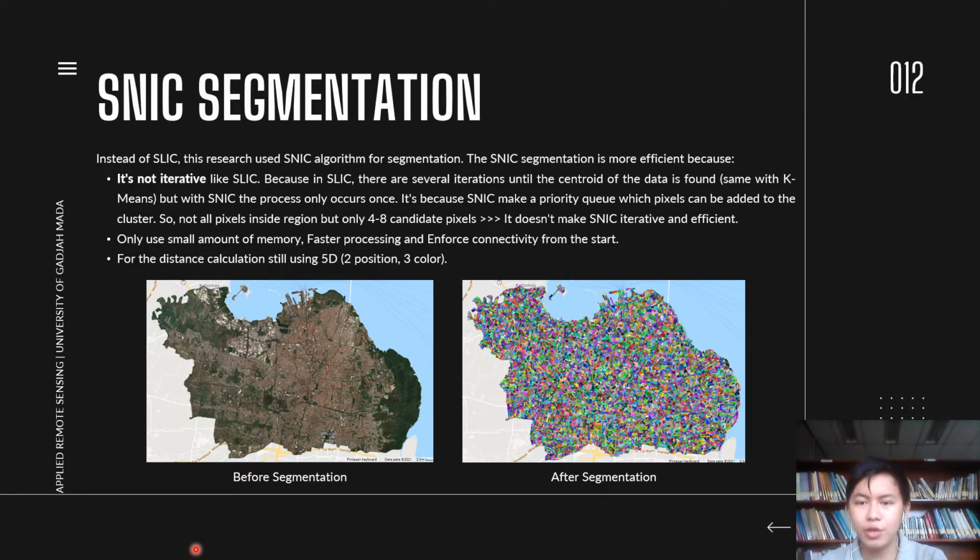In this research, we use SNIC, simple non-iterative clustering, an improved version of SLIC. It's more efficient because it's not iterative like SLIC. It's possible because SNIC makes a priority queue for which pixel can be assigned to a cluster. As you can see in the picture, this is the image before segmentation and after segmentation.